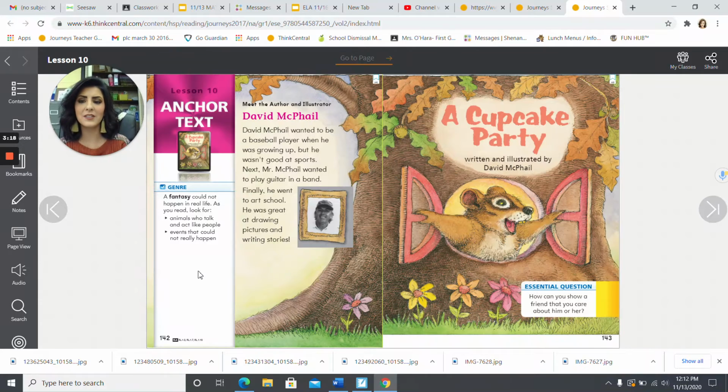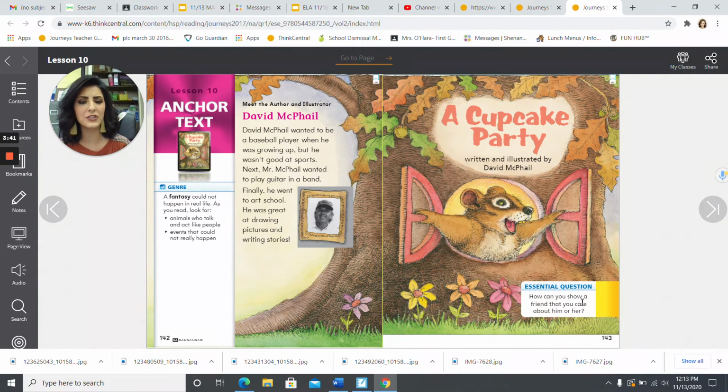So our genre this week is a fantasy. A fantasy is a story that could not happen in real life. So as you read, I want you to look for animals who talk and act like people and events that could not really happen. Our author is David McPhail, and our illustrator is also David McPhail. So he wrote the words and he drew the pictures.